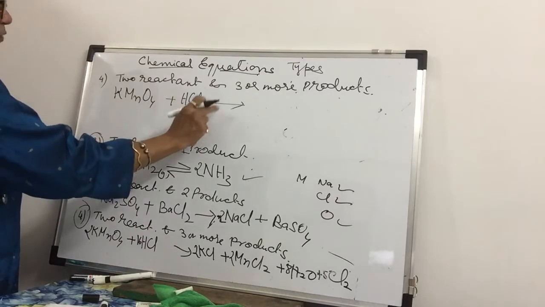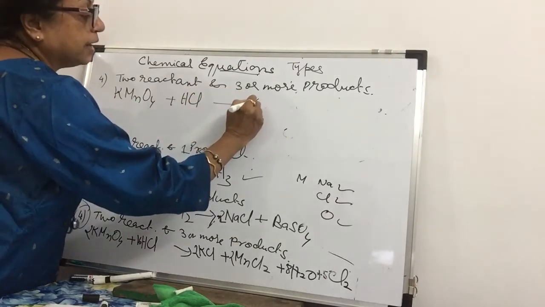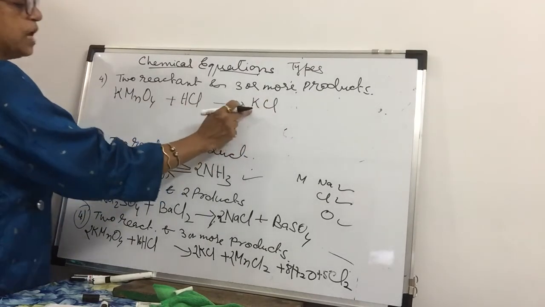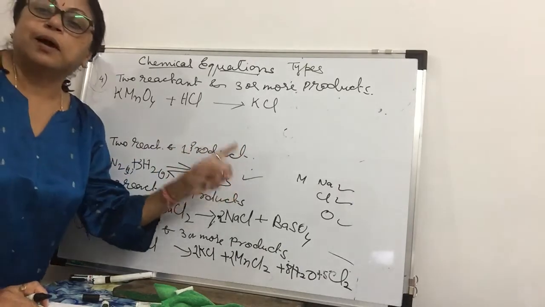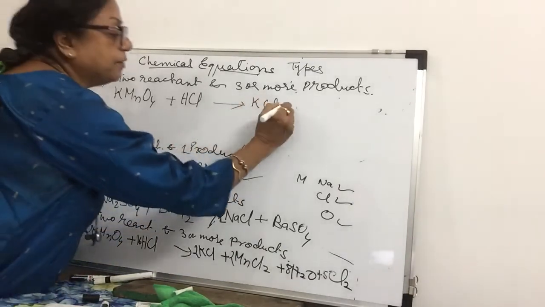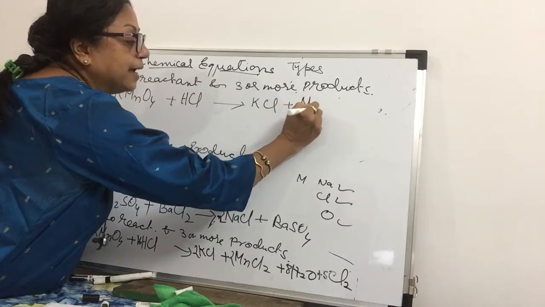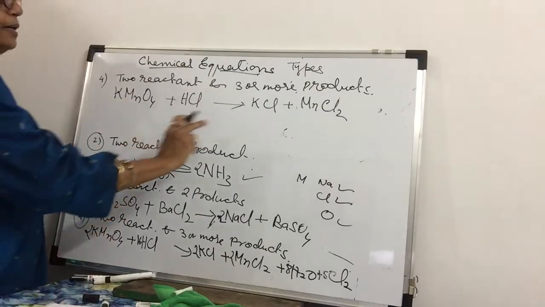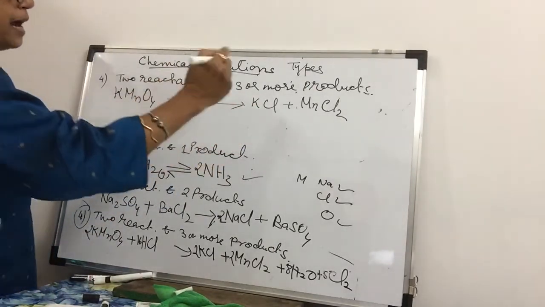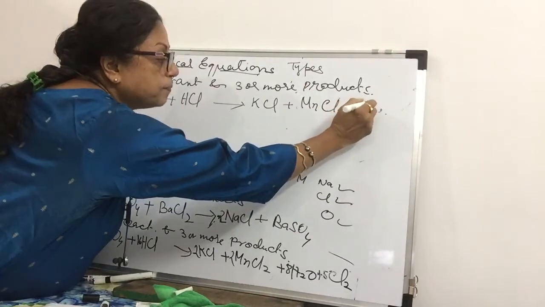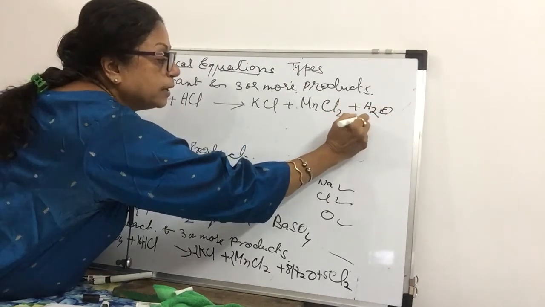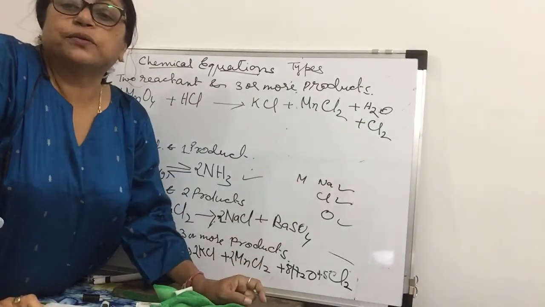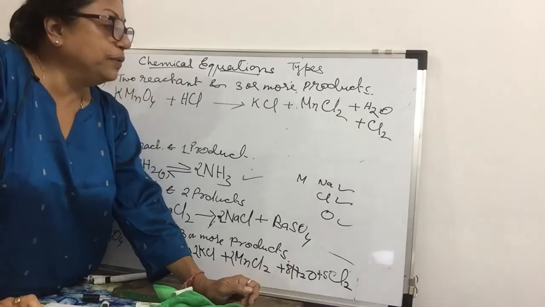So what will be the reactions here? The first product that we will get is potassium chloride. Potassium has valency 1, chlorine has valency 1. So potassium chloride. Second, we will get manganese chloride. Then the third product that we will get is water, and we will also get chlorine gas. Chlorine gas, a yellowish green gas, which we will get.